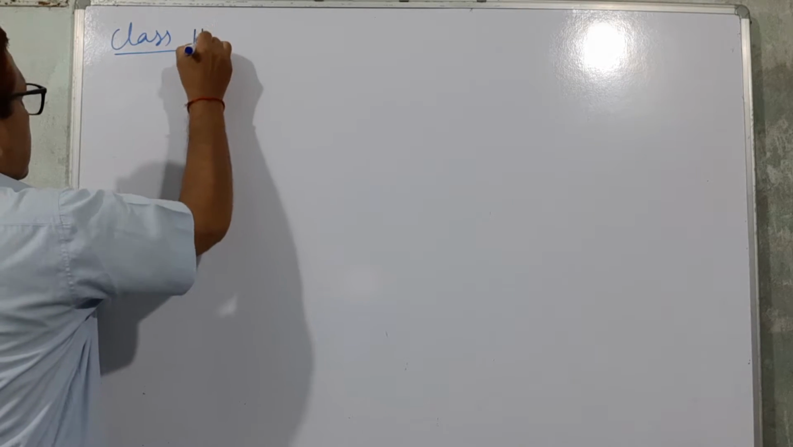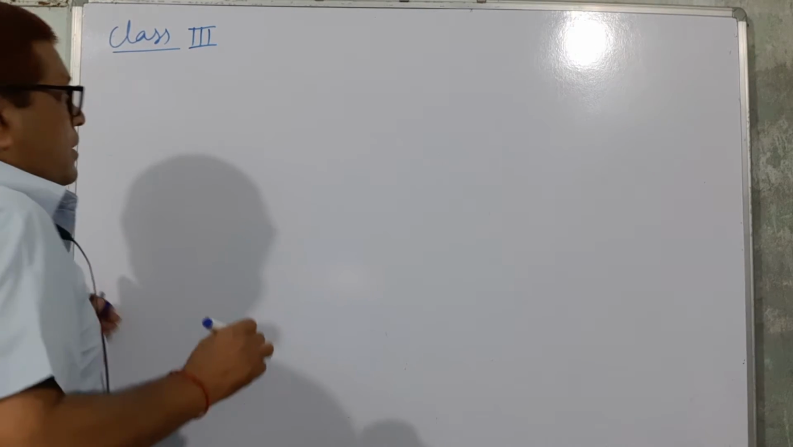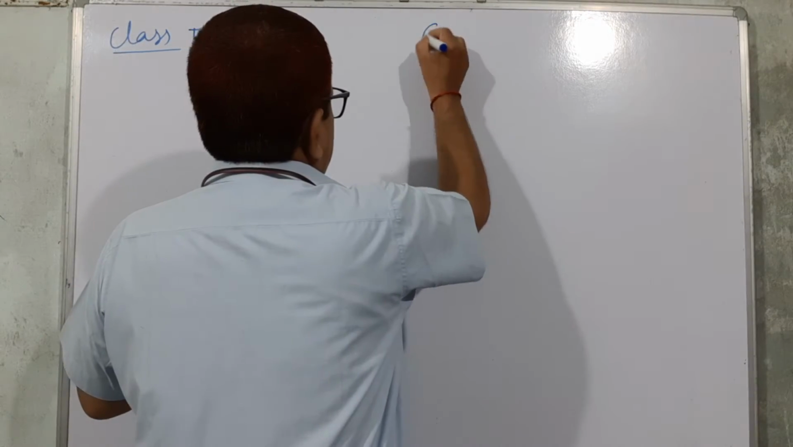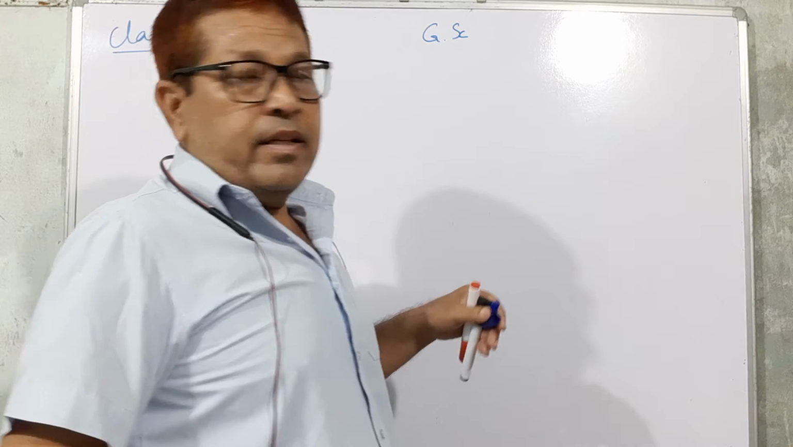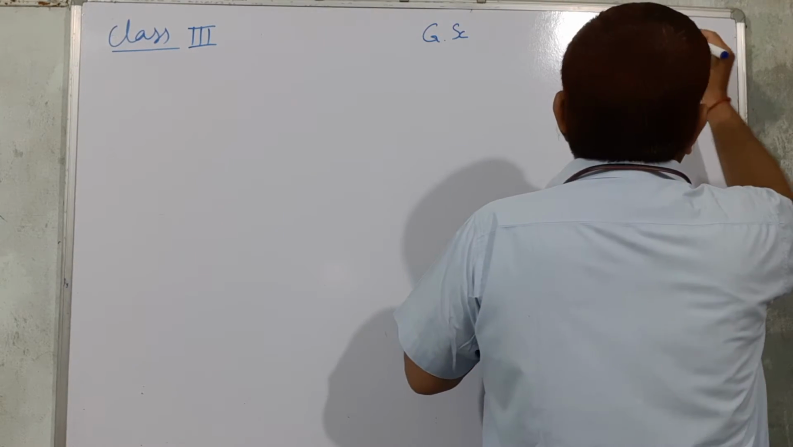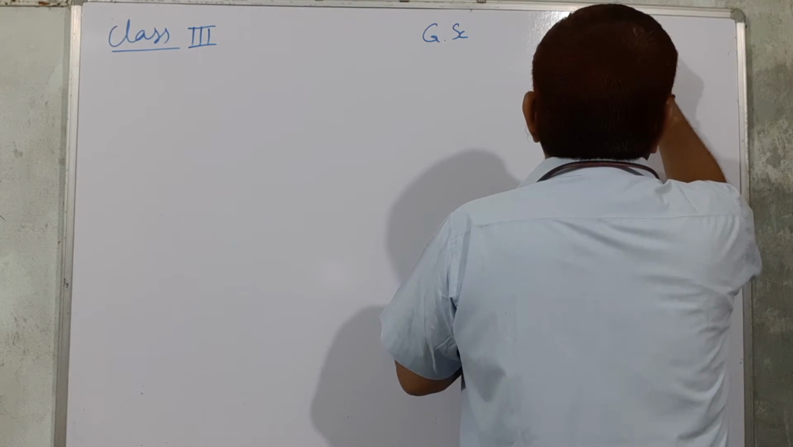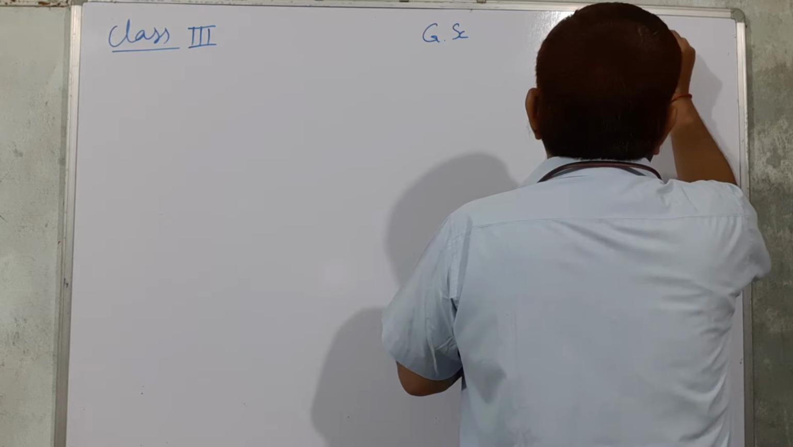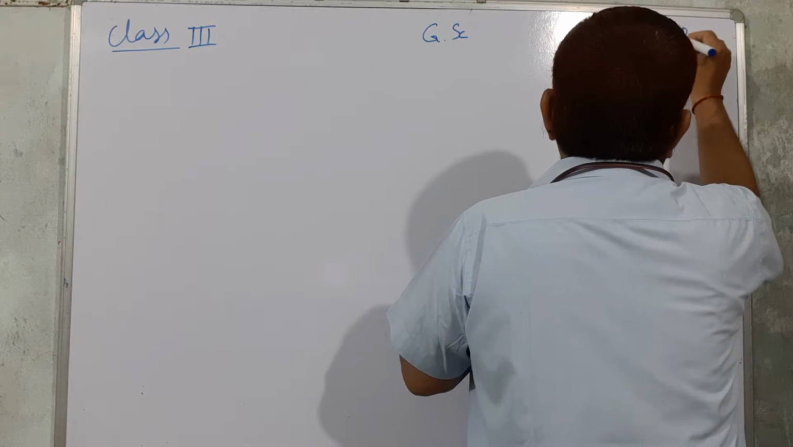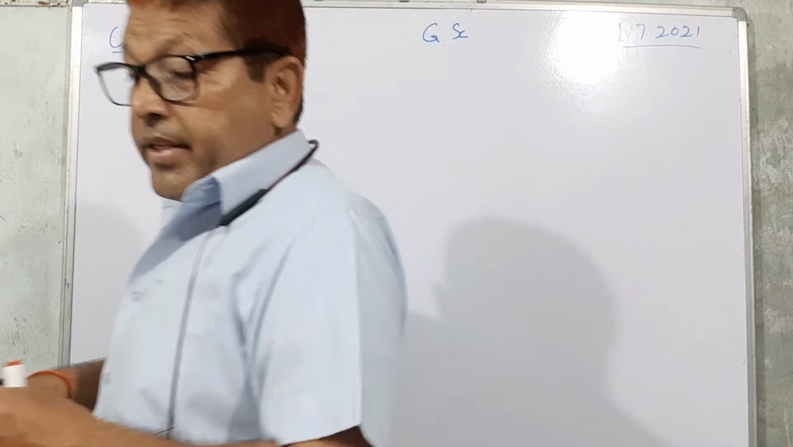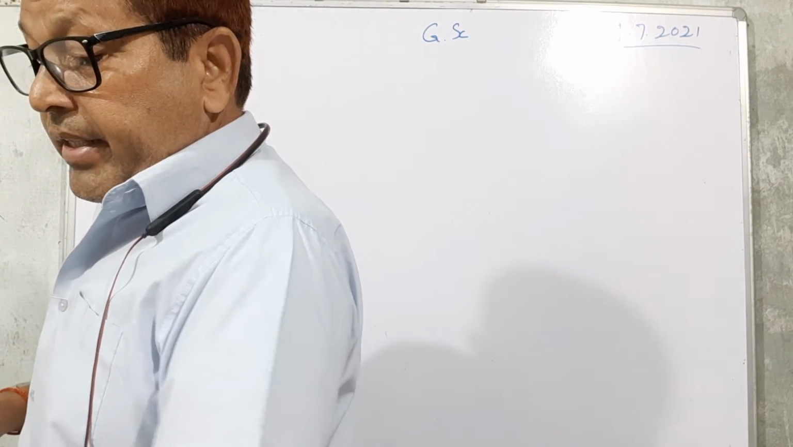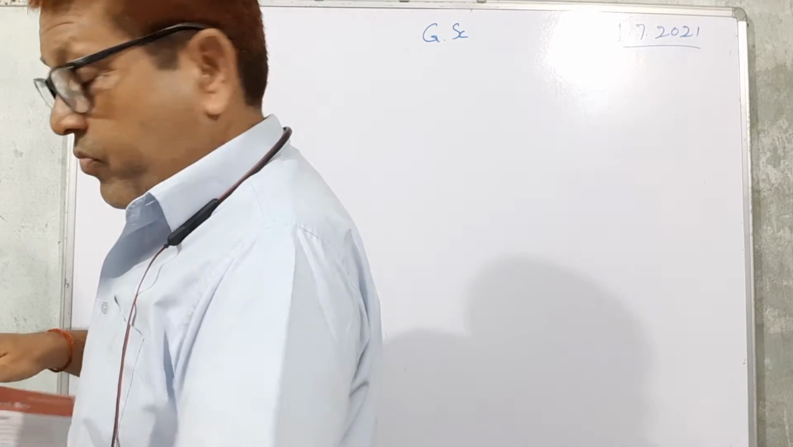Class 3rd, subject GSC, and today's date is 1st July 2021. We are studying lesson 13, air and water.